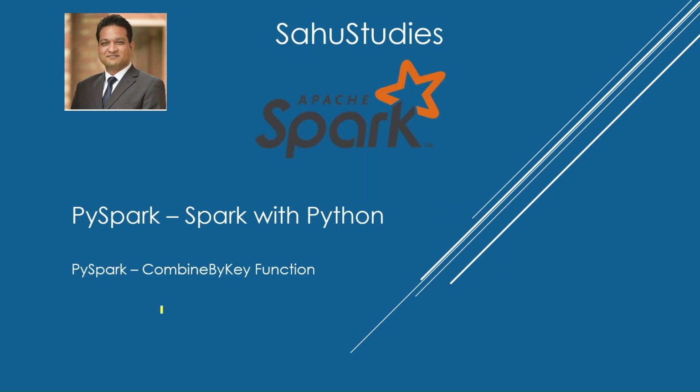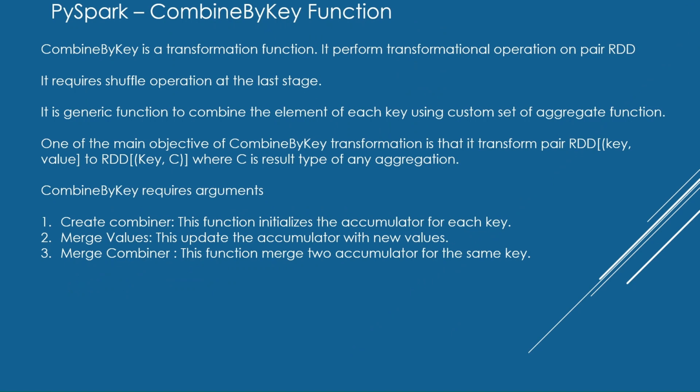In this video, I am going to discuss how the combineByKey function works in PySpark. So what is the combine function? CombineByKey is a transformation function. It performs transformation on the pair RDD. So this is very important. Whenever we do any kind of transformation with the help of the combineByKey function, it will only work on the pair RDD.